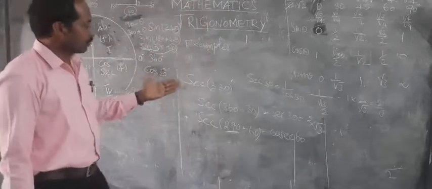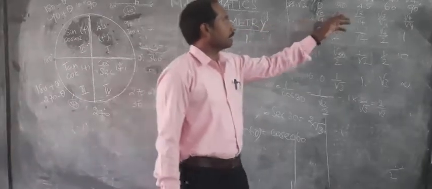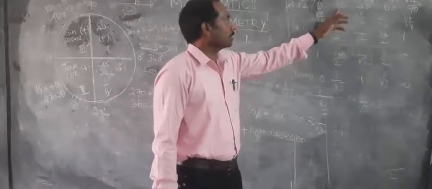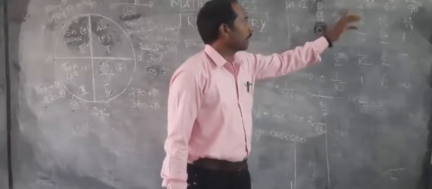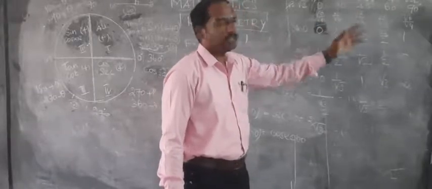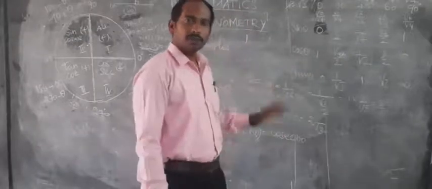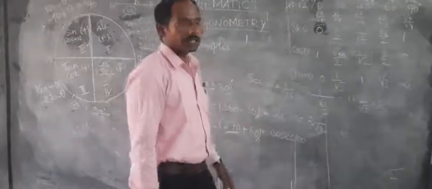And also suppose, sir, the value comes in between the gap, between two values, for example 40. Then you use the table, find the value, and you can get the answer.